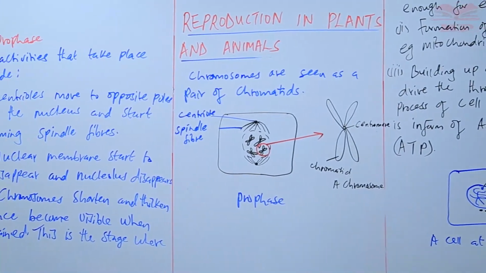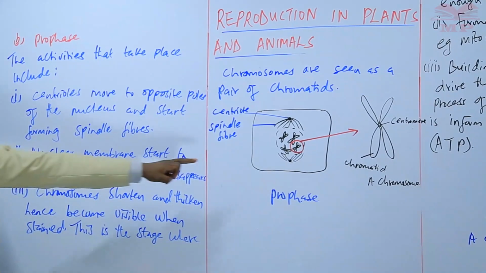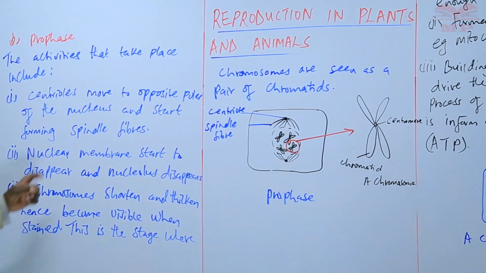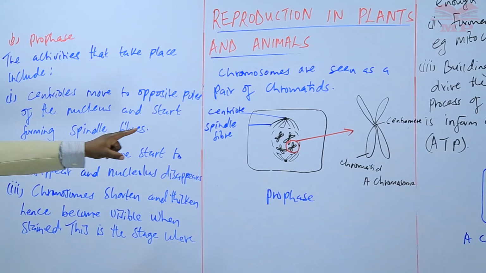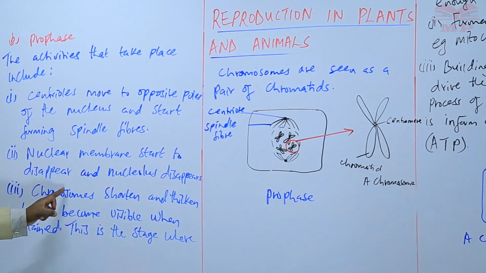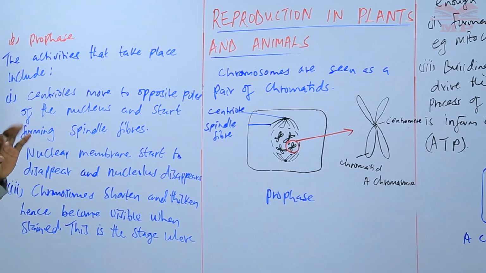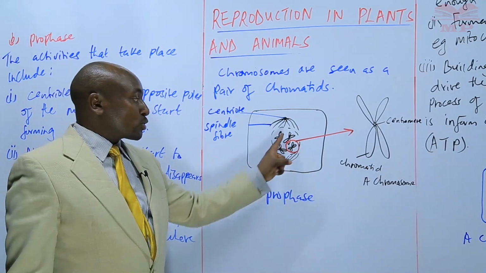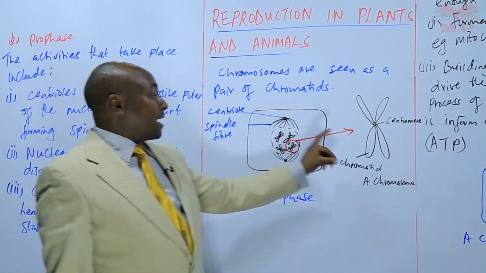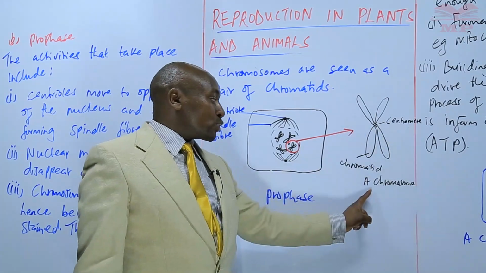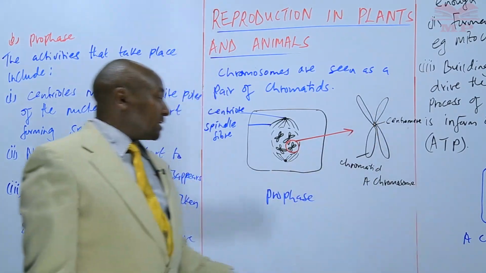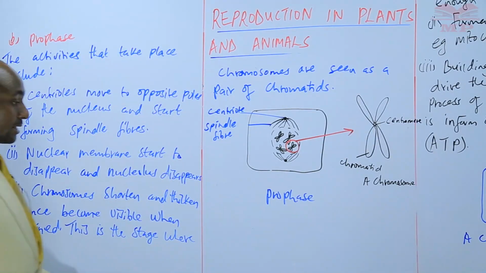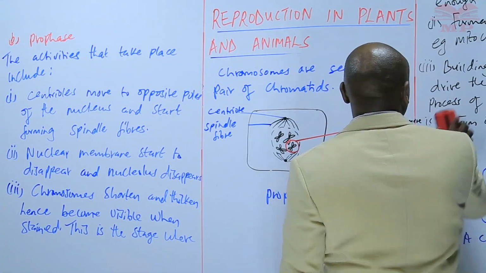And we have seen that the activities that happen at prophase: the centrioles move to opposite poles of the nucleus and they start forming the spindle fibers. The nuclear membrane starts to disappear and the nucleolus disappears. And finally, the chromosomes shorten and thicken, hence become visible when stained. And this is the point where we start seeing the chromosomes being made of a pair of chromatids as shown in this diagram. So these are chromosomes made of a pair of chromatids joined at the centromere. So we are going to stop there and have an assignment on what we have learned.